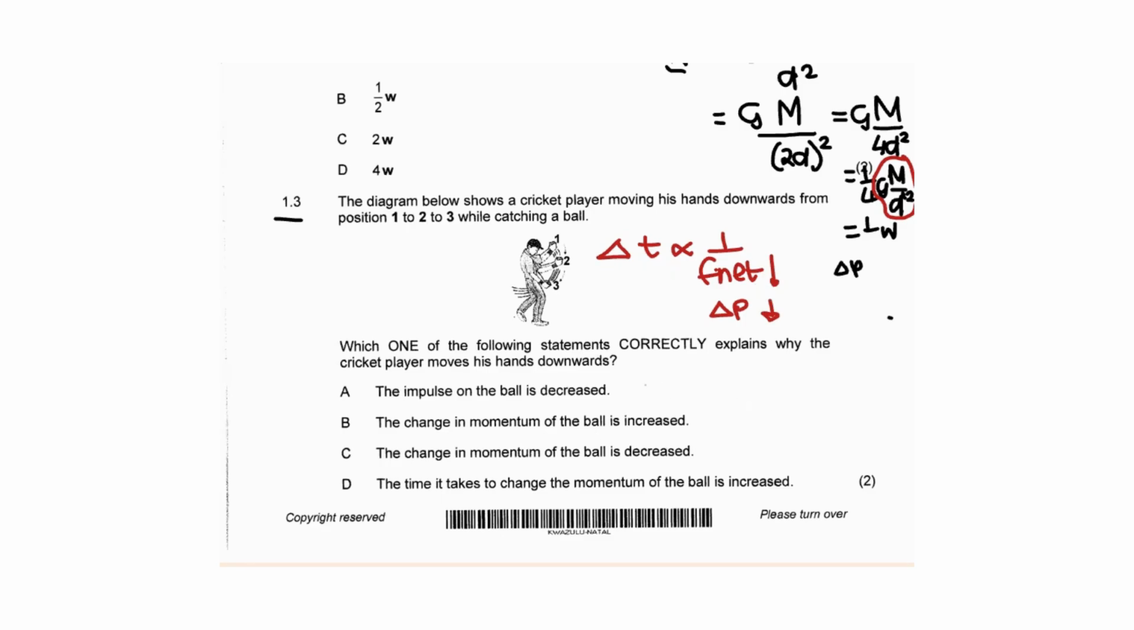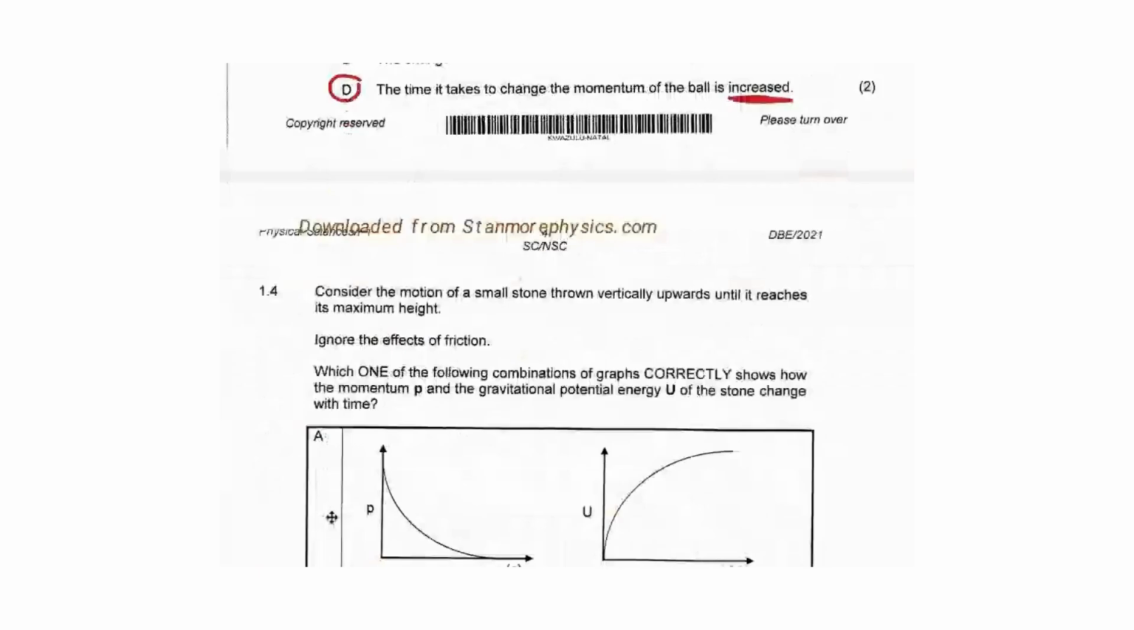Now, if we look at the options: the impulse on the ball is decreased? Nope, that is not the case. The change in momentum of the ball is increased? No, that is being decreased. The change in the momentum of the ball is decreased? Yes, that is correct, but also the time it takes to change the momentum of the ball is increased. That would be the correct option. We want to extend the time that it takes for the ball to change its momentum, and that means the ball is going to have less force when it lands on the person's hands. I hope it makes sense.